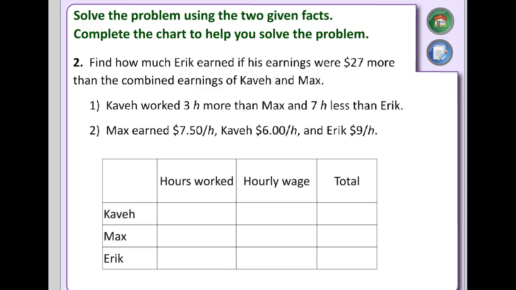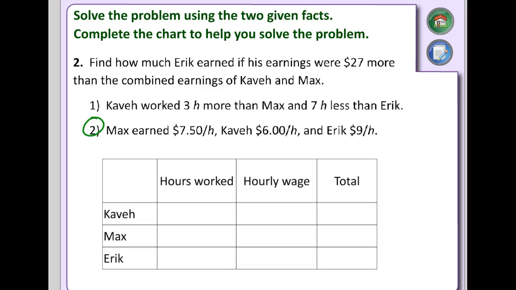Well, here's what we know. It says Kaveh worked 3 hours more than Max and 7 hours less than Eric. And then we know that Max earns $7.50 an hour, Kaveh earns $6 an hour, and Eric, well, he gets a whopping $9 an hour. So if I look up there, what do I know already? Which column of that chart can I fill in? Well, they already told us all of the hourly wages, so let's go ahead and fill those in.